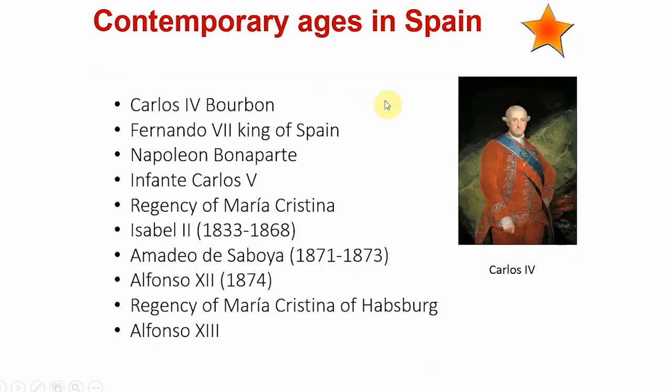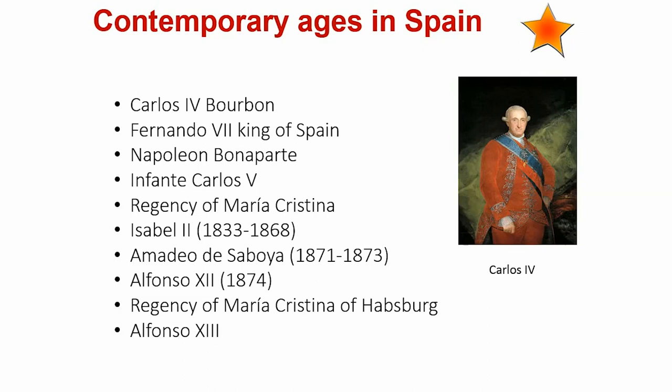Now here are some of the most important names that you should remember. Carlos IV was the first king during the 19th century. Napoleon Bonaparte is a very important person in the 19th century, especially because he invades Spain with the excuse of going to Portugal. And then we have the Infante Carlos V, who was a frustrated king. The regency. A regency is when the king is very young, a baby or a child, and he cannot be king or queen. Then we have a regency.